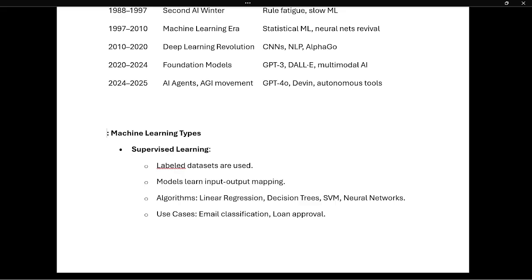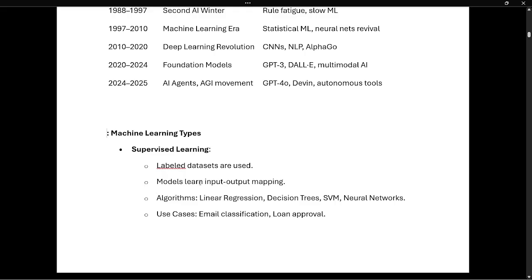But coming to AI, if you are specific to AI, we have to start with machine learning. Machine learning has three types. Supervised learning is where labeled datasets are used and the model learns from the input data. Algorithms include linear regression, decision tree, SVM, and neural networks. Use cases include email classification and loan approval.